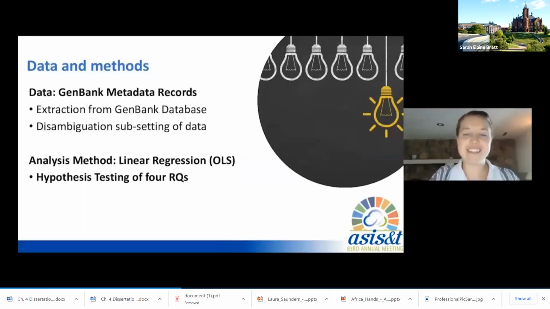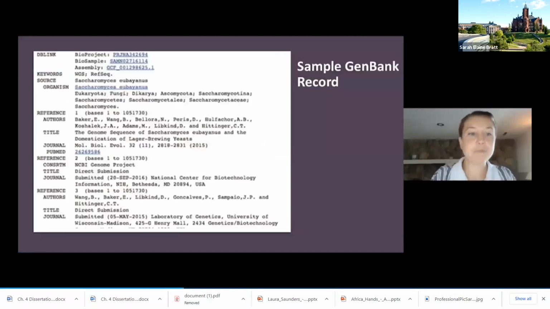So what we did, as I alluded to earlier, is that we took the GenBank metadata records and we extracted them from the GenBank metadata database. And then there was an author disambiguation issue, so we had to disambiguate the author data. And we also used a linear regression to test these hypotheses.